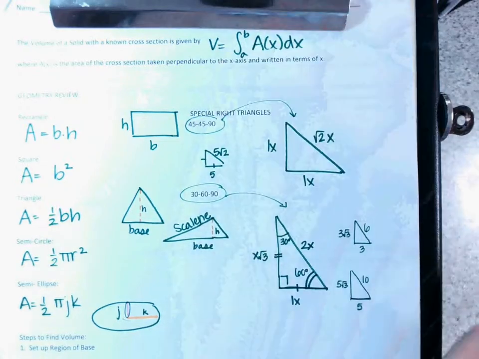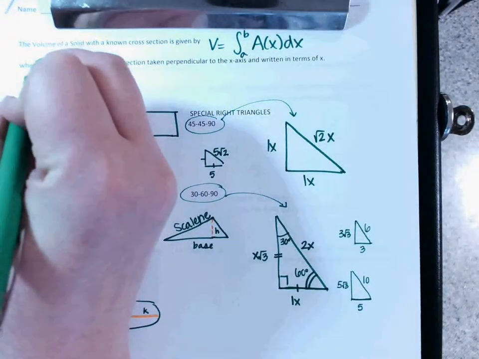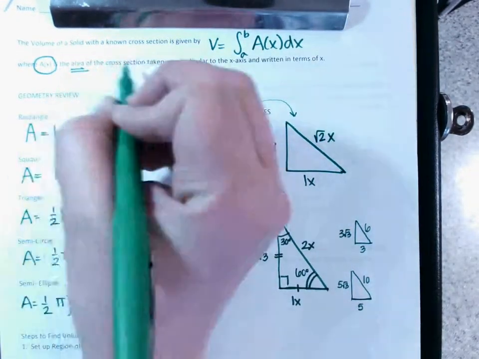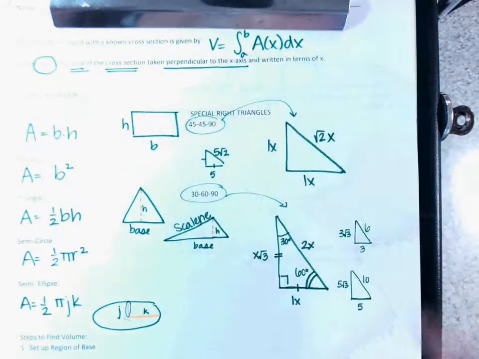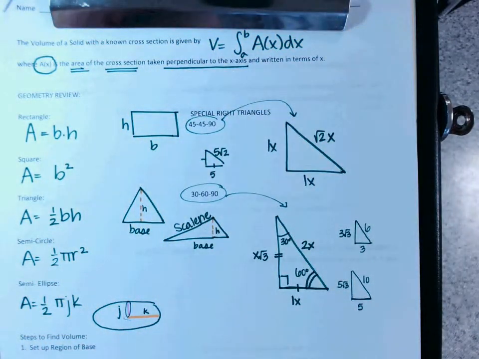So if you keep reading here, it says that A of x stands for the area of the cross section perpendicular to the x-axis. Now, when I say cross section, it's going to be one of these shapes. If I were to take a loaf of bread and slice it, the cross section would be the shape that you would see if you opened it up.